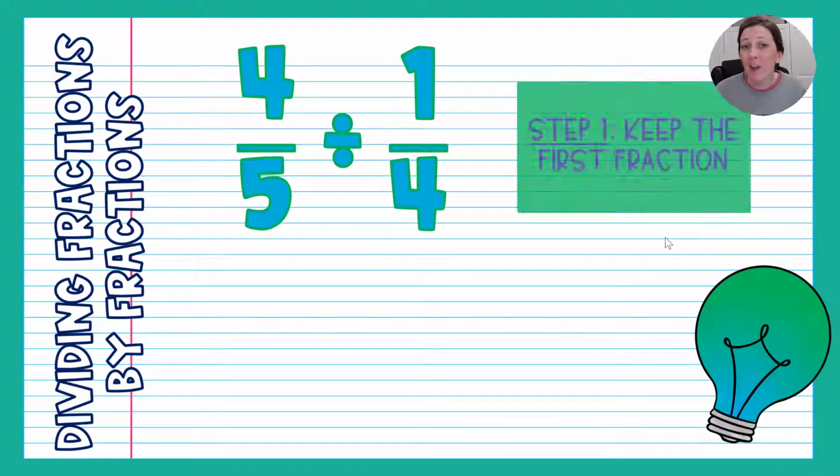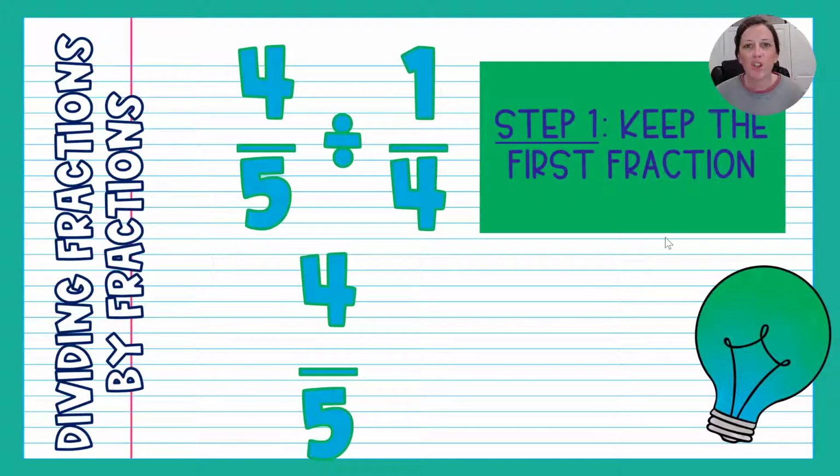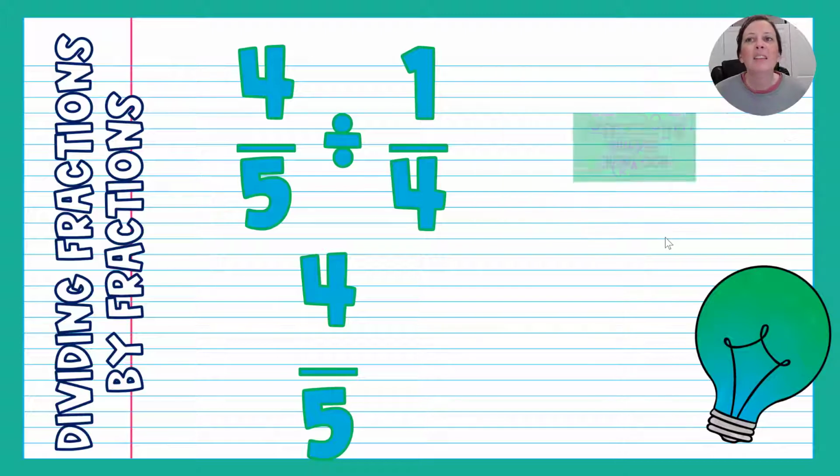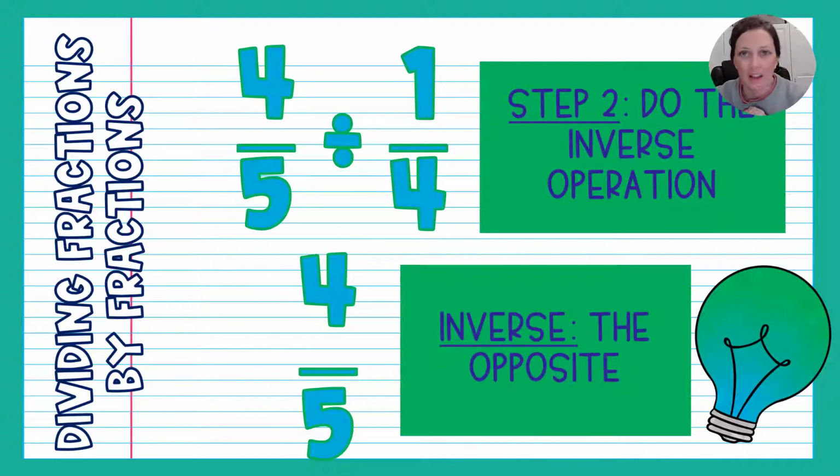So let's jump in with step 1, which is to keep the first fraction. Super simple. You just keep 4/5, you write it down again, you're good to go. Easy peasy. Step 2 is to do the inverse operation. What in the world does that mean? It sounds super fancy. Well, inverse, my mathematicians, is a fancy math word that simply means the opposite. And then operation, well, that's something like adding, subtracting, multiplying, or in this case, dividing, because we're dividing fractions.